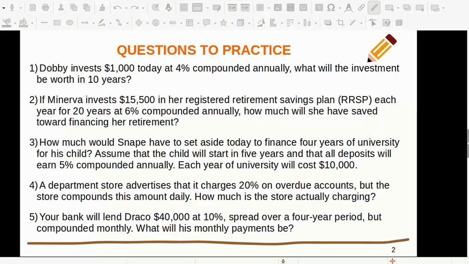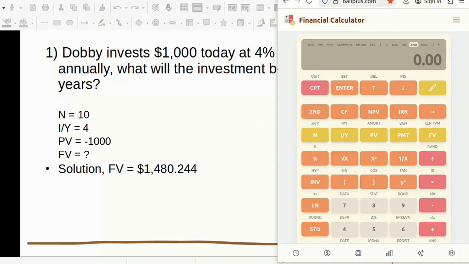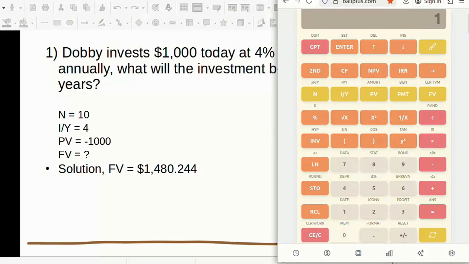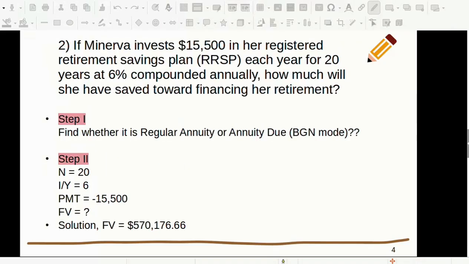On we go. The first question is, Dobby invests $1,000 today at 4% compounded annually. What will the investment be worth in 10 years? So the calculation is N is equal to 10, I/Y is 4, minus 1000 is your present value. Compute the future value. And the future value equals $1480.24.